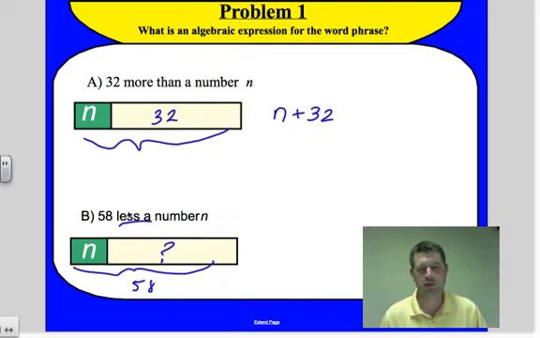Okay, and that's a tough phrase. I don't really like that phrase, but that's tough. But the n is being kind of taken away from that, so less. So in this case, we're going to take the full 58. And we're going to subtract less a number n. So subtract is like taking away. So 58 minus n in this case.